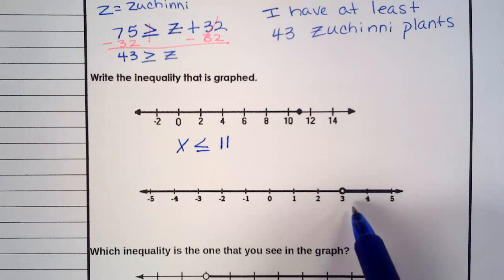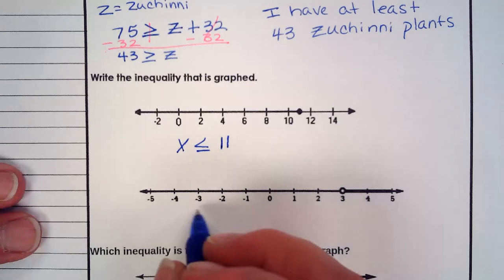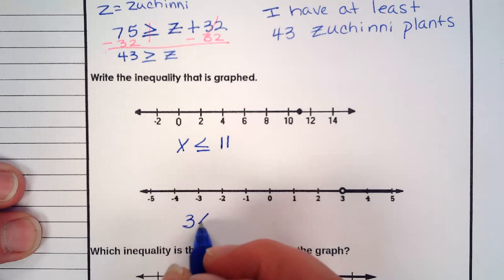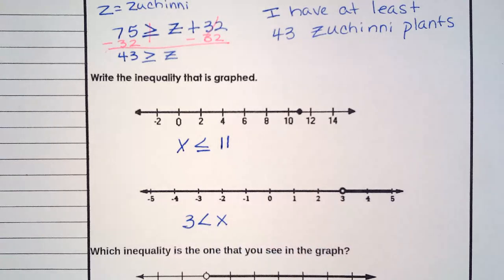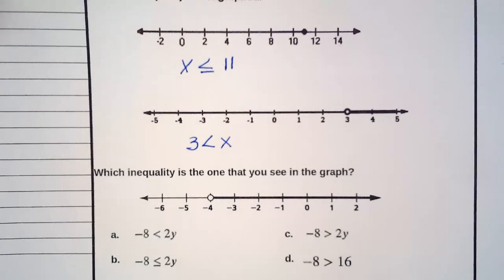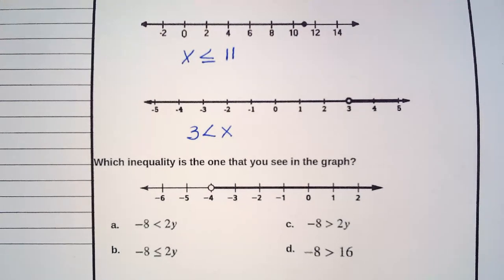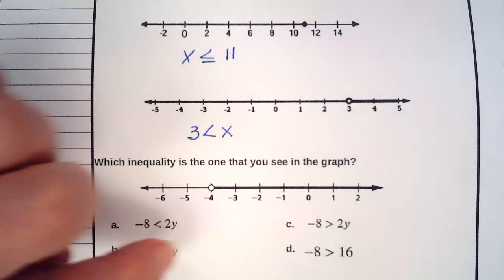For this one, we've got, it starts here at 3, but is it equal to 3? No. So 3 is less than x. Okay, now, which inequality is the one that you see in the graph? What do you notice about all of these?